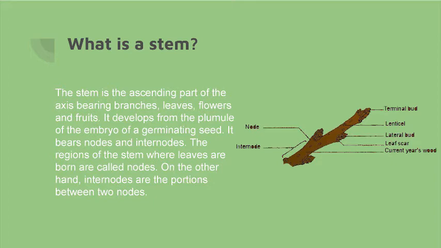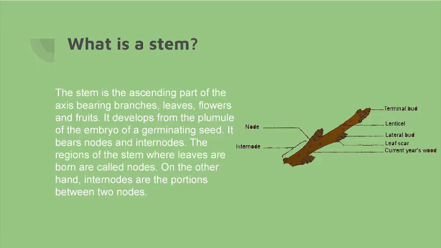As we all know, the stem plays a very vital role in a plant. It is the ascending part of the axis that bears the branches, leaves, flowers and fruits. It develops from the plumule of the embryo of a germinating seed. It bears nodes and internodes. The region of the stem where leaves are borne is called the nodes. On the other hand, internodes are the portion between two nodes.